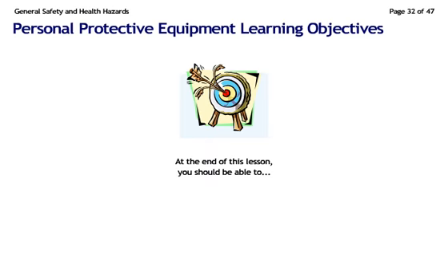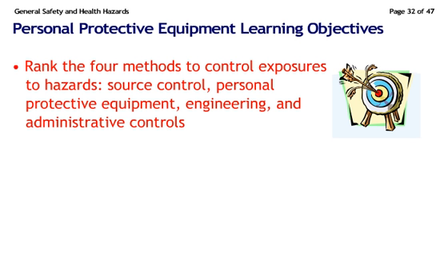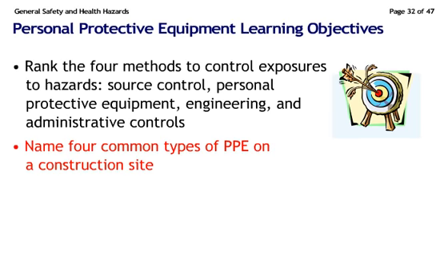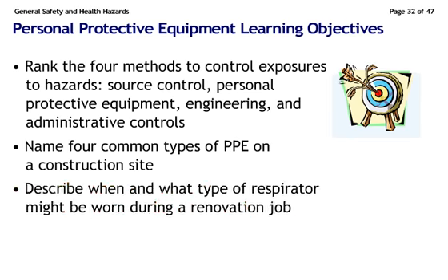At the end of this lesson, you should be able to rank the 4 methods to control exposures to hazards: source control, personal protective equipment, engineering, and administrative controls. Name 4 common types of personal protective equipment on a construction site, and describe when and what type of respirator might be worn during a renovation job.